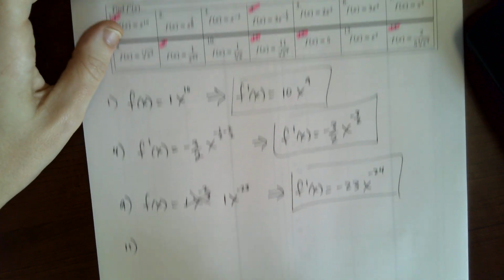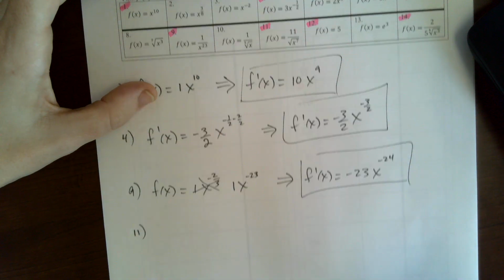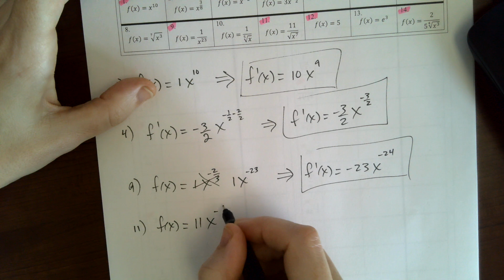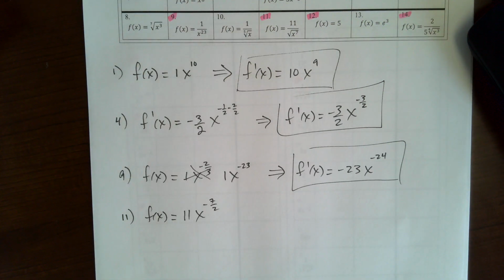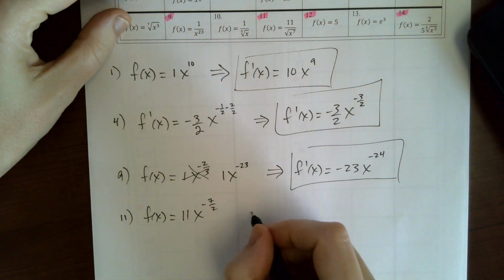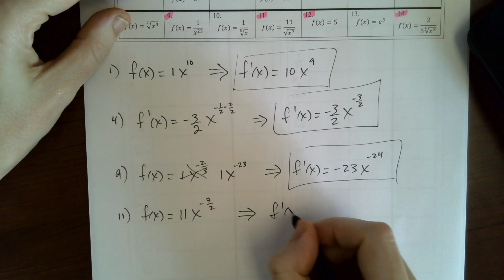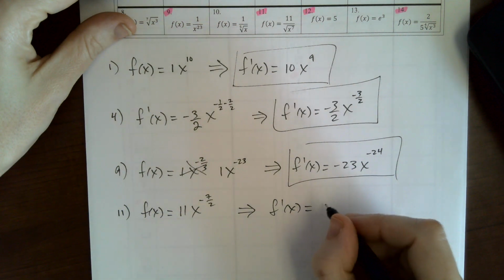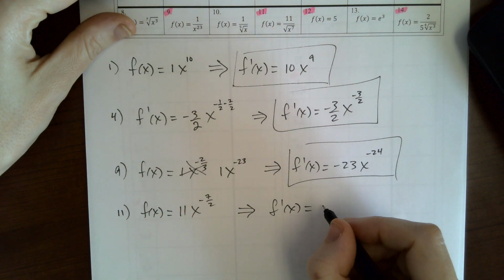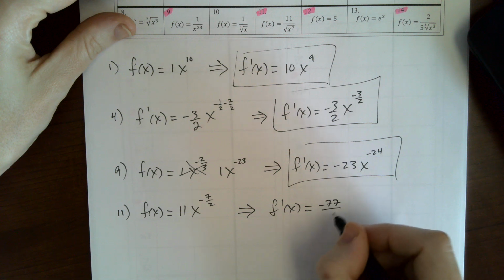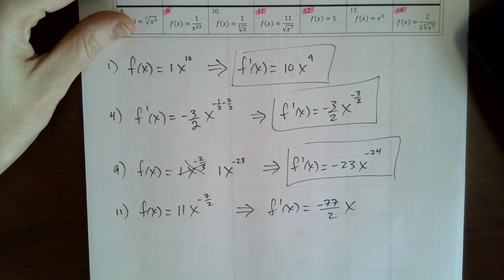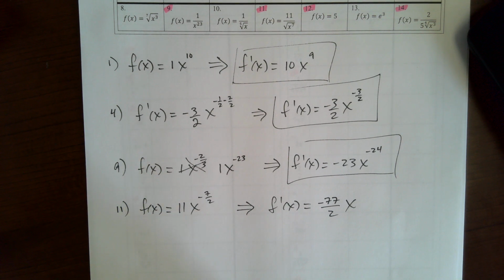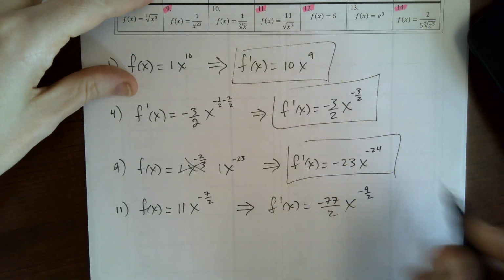All right, so here's 11. Again, this is not a one-step derivative. So first I have to rewrite negative 7/2. So first I am rewriting in ax to the n form, and then I can take the derivative. F prime of x is, so I multiply 11 times the old exponent. So my new coefficient is negative 77/2 x to the, so it's going to be negative 7/2 minus 2/2. That's negative 9/2.